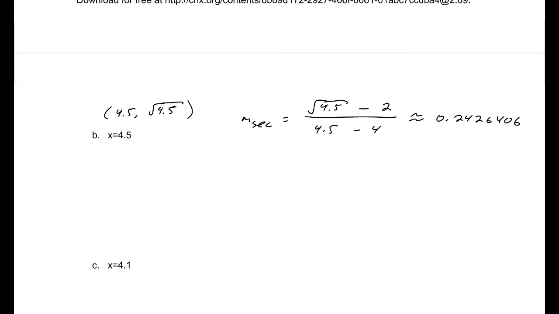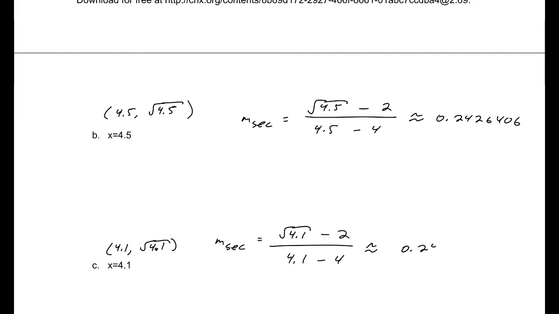Well, let's calculate that once more, but we'll use the point 4.1, square root of 4.1. All right, well, the slope of the secant line will be the square root of 4.1 minus 2 over 4.1 minus 4. Again, the denominator is approaching 0. Those are getting closer together. And that is approximately 0.2484567.